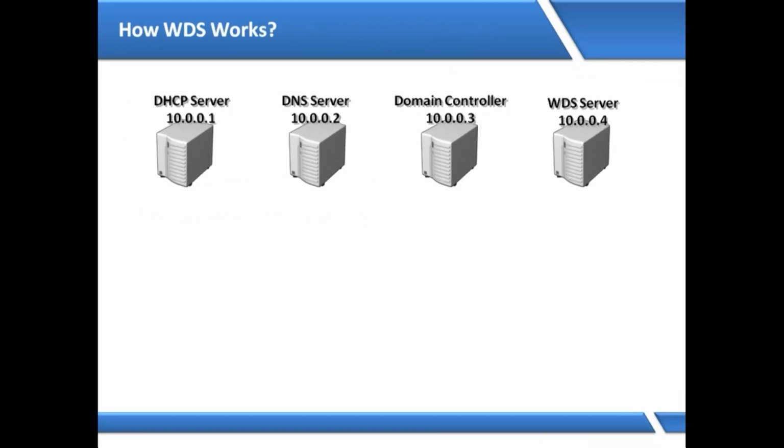So here, how WDS will work. Before you configure WDS, you need to configure the DHCP server, DNS, then DC. Now all these machines will be connected in the network through a switch. Here the switch is not shown. And there is one machine here. Like this, there might be several machines. For simplicity, here we have taken one machine.